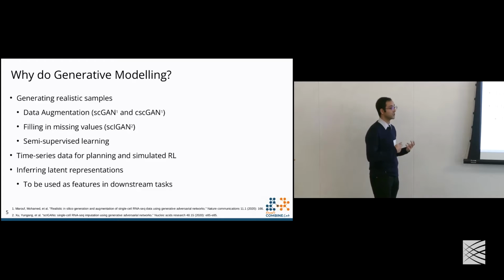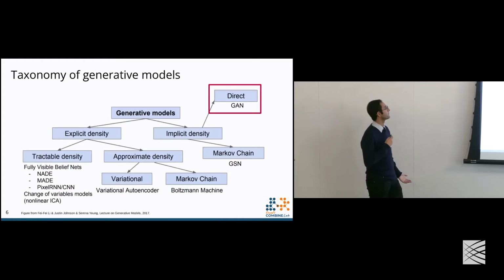Other applications are generating time series data for planning possible futures or training reinforcement learning agents in simulated environments. And as we talked about before, with density estimation, it's really important to understand the latent representations of our data, and these can be used as features in a lot of downstream tasks.